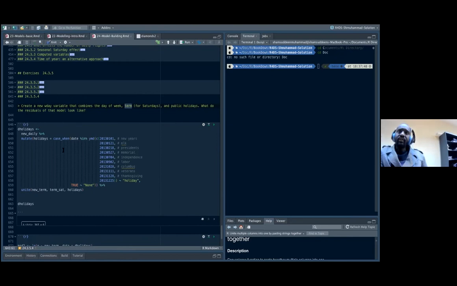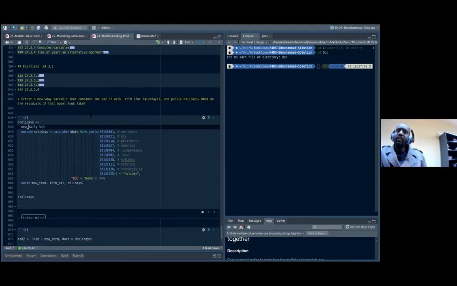So this is the new daily data, the one where we created the term, and now we want to check if these are holiday days. If the date falls in this list, then it says holiday, else nothing. And we use the function unite so that we can create a new variable called new term, uniting the term Saturday and the holiday column.